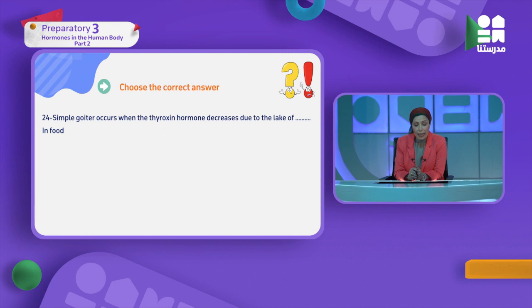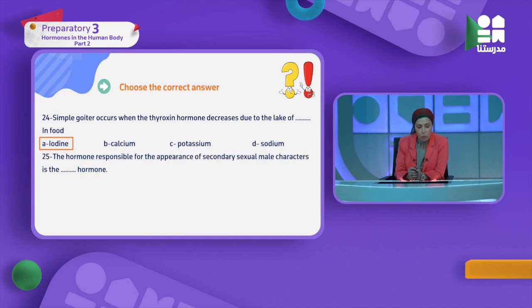Simple goiter occurs when the thyroxine hormone decreases due to the lack of what in the food? Of course we just said it. Of course it is iodine. Iodine deficiency in the food leads to deficiency in the thyroxine hormone.